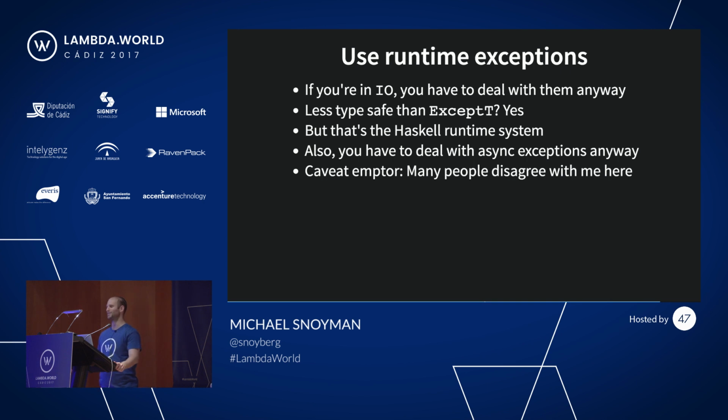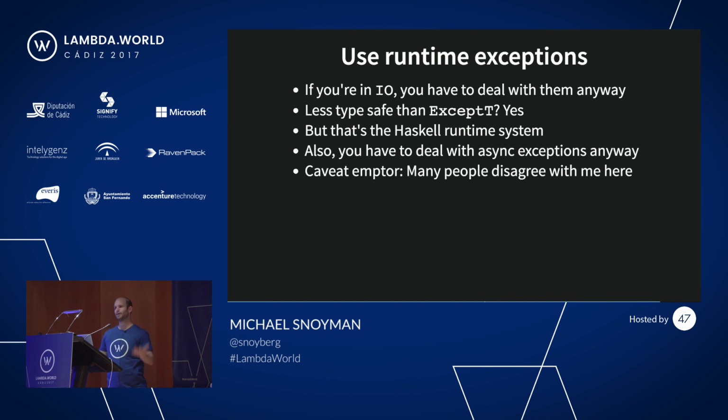And the second is, use runtime exceptions. A lot of people want to use ExceptT, and there are lots of arguments around it. It's about checked exceptions versus unchecked exceptions. Is it more type safe, less type safe? Here's the argument I'm going to give you.